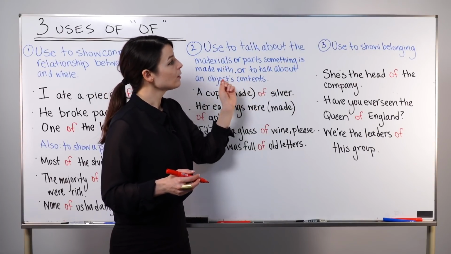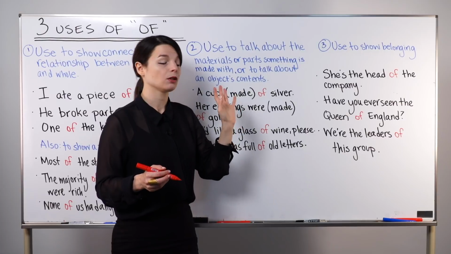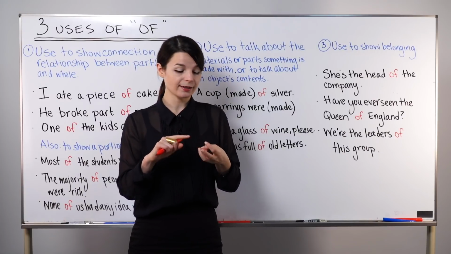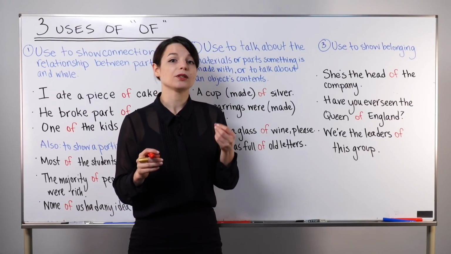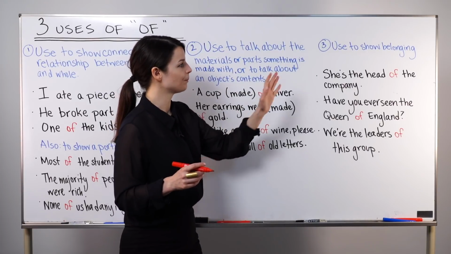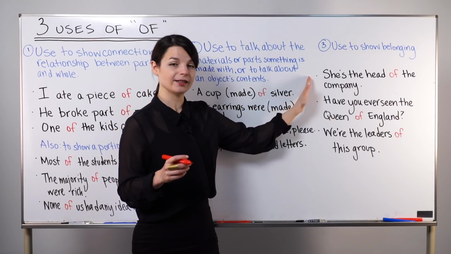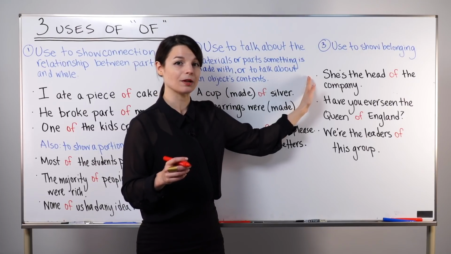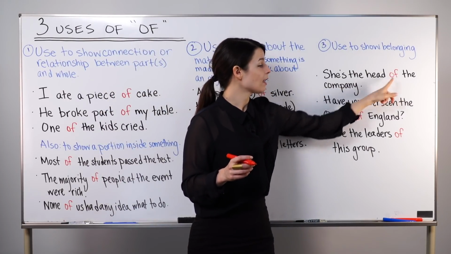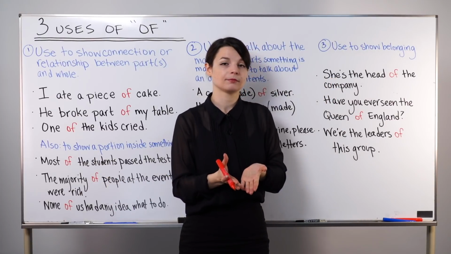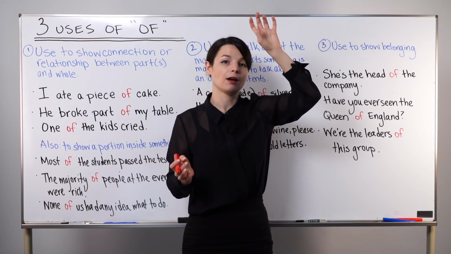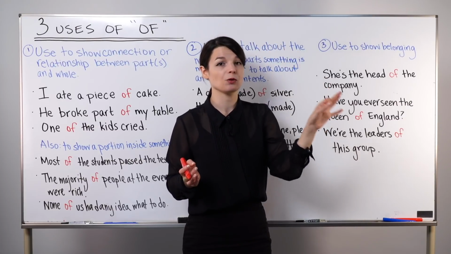Number 3. We use of to show belonging. You see this a lot in organizations, in government situations, companies, schools, and so on. We use it to show belonging, to be a member of something. Let's look at these examples. Here, she's the head of the company. She's the head of the company means she's the top of the company. So, in these patterns, the company is the organization. That's the group. The head means the top, or her position, the way in which she belongs to the company.